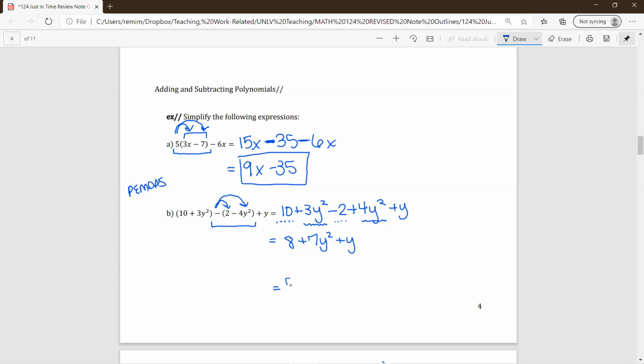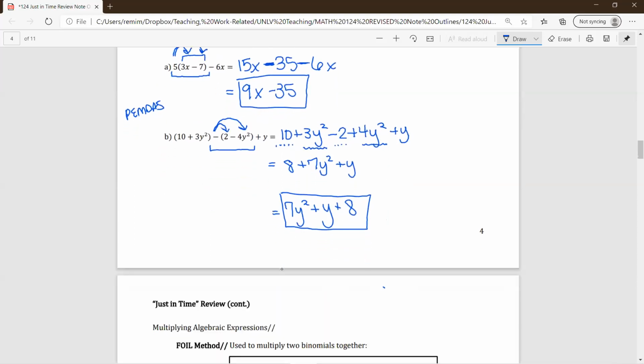Or I can rearrange it into a more commonly written math expression, which is like you write all the terms in decreasing exponential order. You don't have to do this part, but it's just more of a convention for math to write the expression in decreasing exponential order.